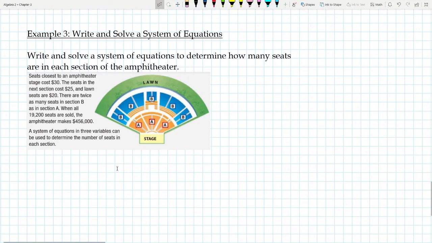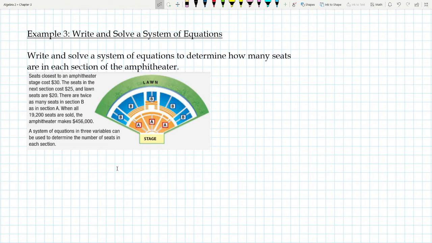So we're going to do example 3: write and solve a system of equations to determine how many seats are in each of these sections of the amphitheater. And you can see they got a little map here. It looks like there's a section that's close to the stage, kind of further back, and then the lawn.